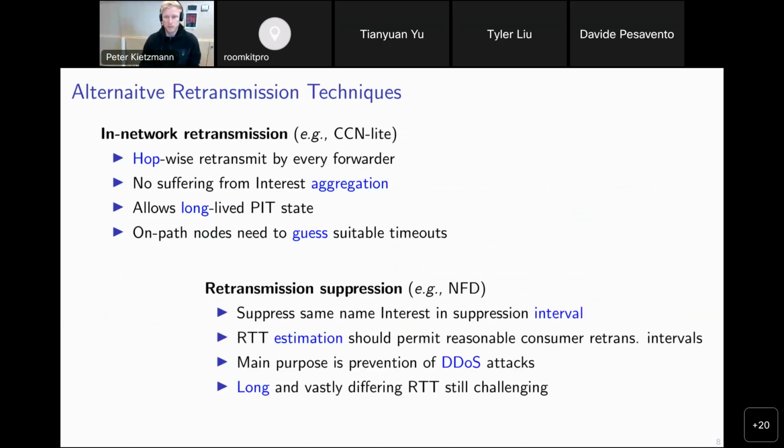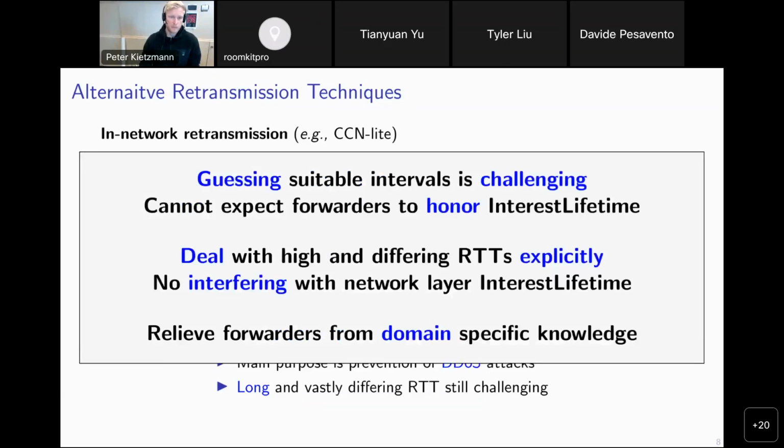Retransmission suppression, as implemented in NFD, suppresses same-name interests within an interval, which allows forwarding of retransmissions even in the presence of a matching PIT entry. The suppression interval still relies on the estimation of the round-trip time. The main purpose of this suppression mechanism is the prevention of DDoS by interest flooding, so fast sending rates, but dealing with very long and differing round-trip times still remains unsolved.